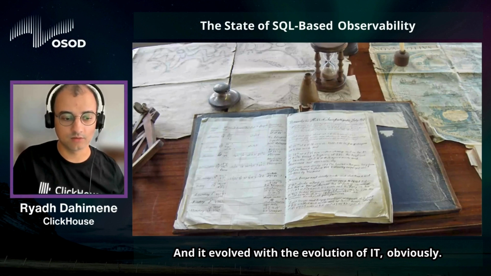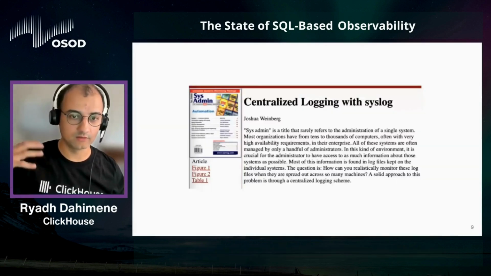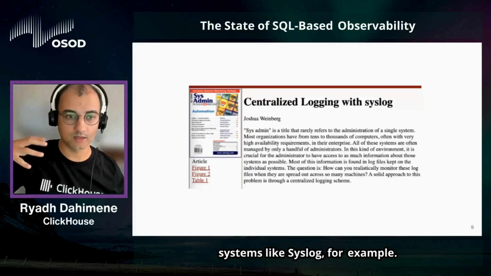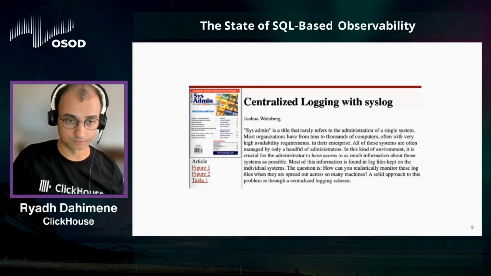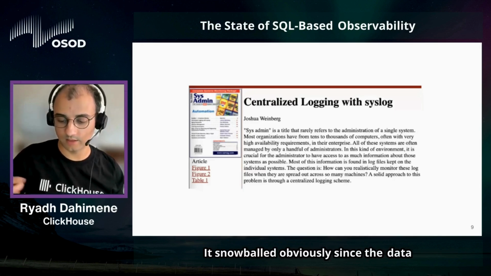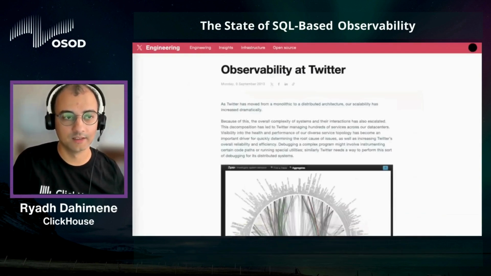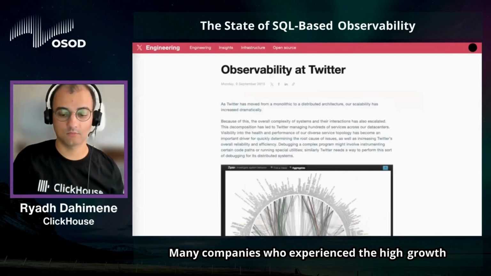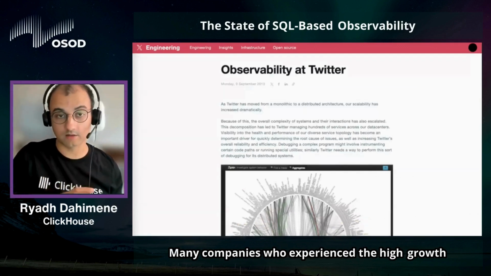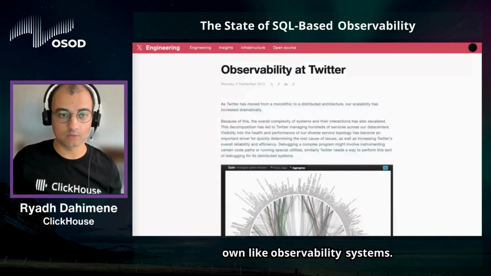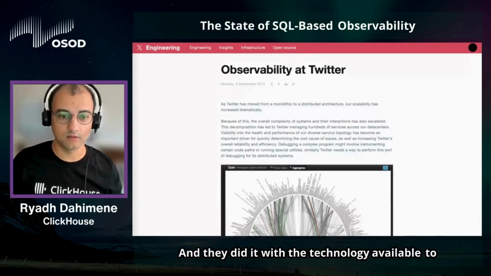And it evolved with the evolution of IT, obviously. Centralized logging was, I think, a big milestone in systems like syslog, for example. And it snowballed, obviously, since the data architectures and layout were more and more sophisticated. Many companies who experienced a high growth rate started to invest in that area and build their own observability systems. And they did it with the technology available to them.